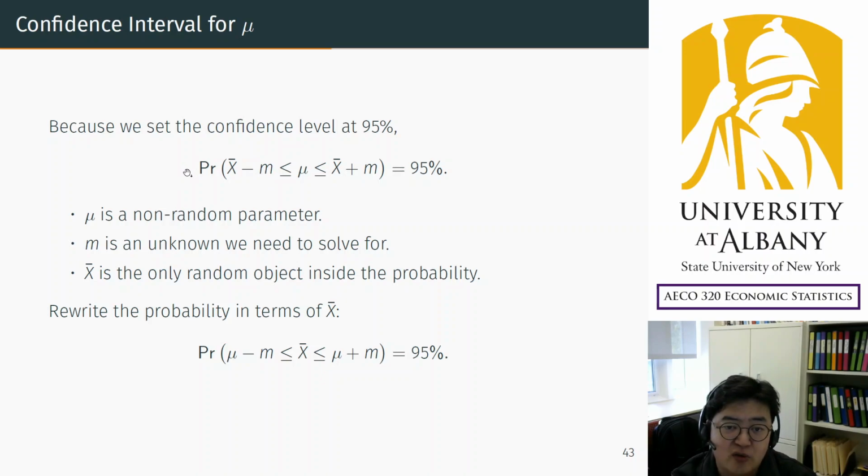The first step we are going to do is, because the randomness is coming from x bar, we are going to use the normal distribution for x bar. We will rearrange these terms so that x bar is in the middle. Subtract x bar from all three terms, and also subtract mu from the three terms, then you have this. So these two inequalities are equivalent to these two inequalities. From there, we are going to use standardization of the normal distribution. So in the end, we are going to obtain m, the margin of error.